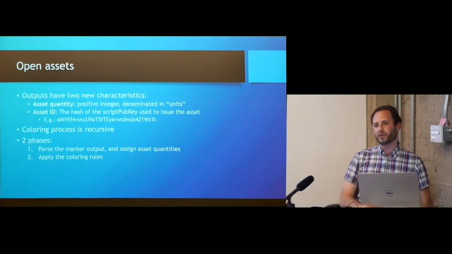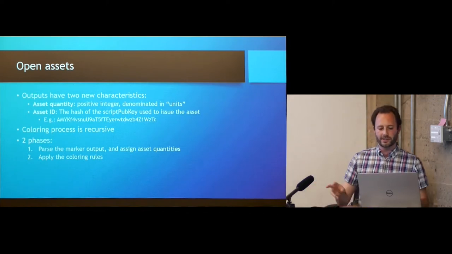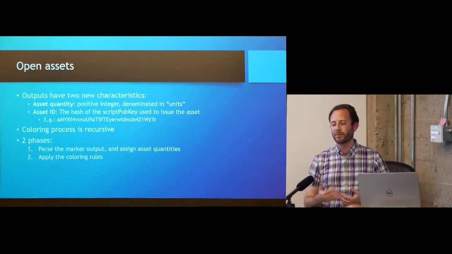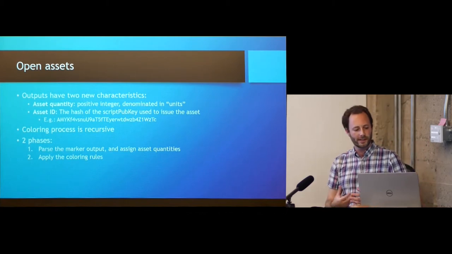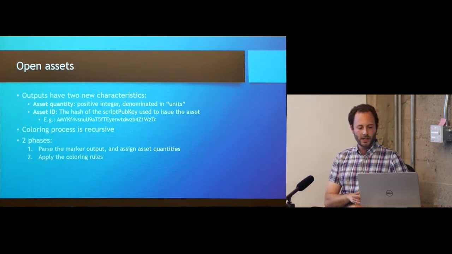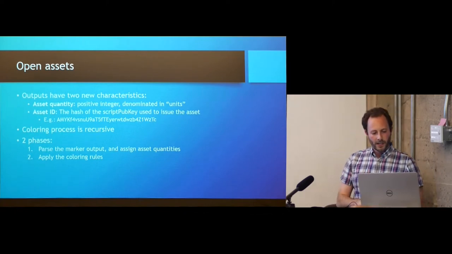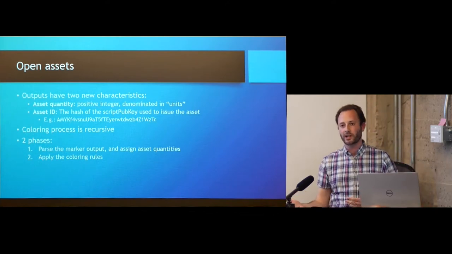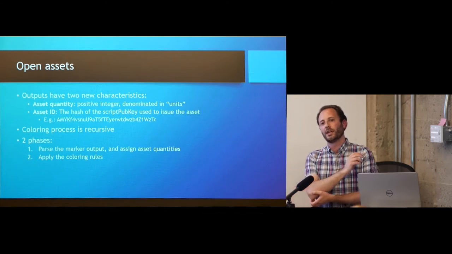Essentially, the way it works is that every Bitcoin output has two new characteristics. They don't exist on the blockchain per se, but it's an embedded consensus. Everybody who implements open assets will see those two characteristics. The first one is the asset quantity, which is how many units of the asset there are in the output. The second one is the asset ID, which is the hash of the script pub key that was used to issue the asset.